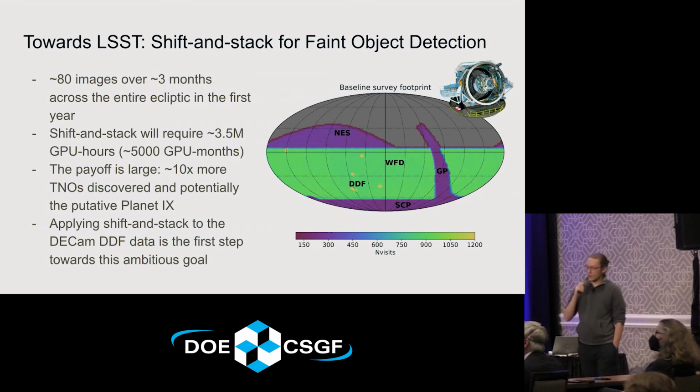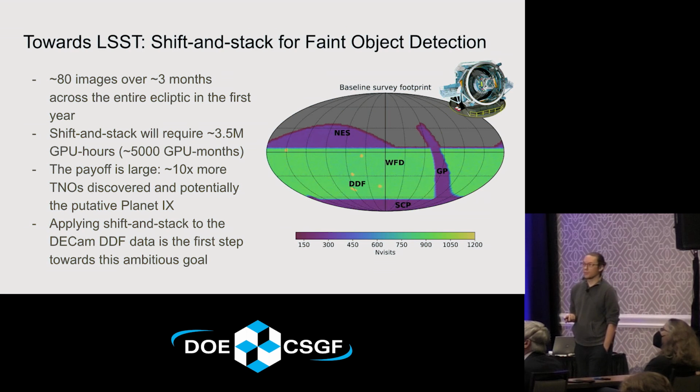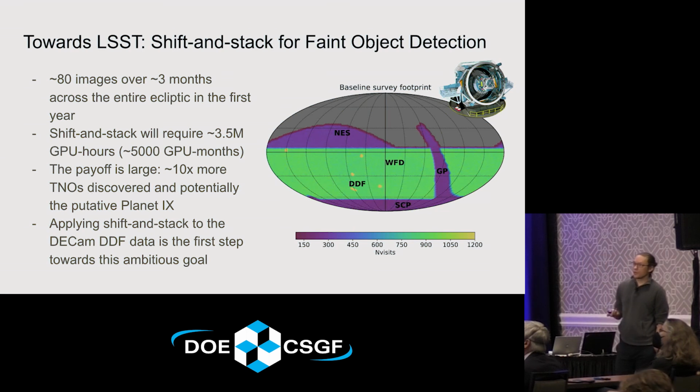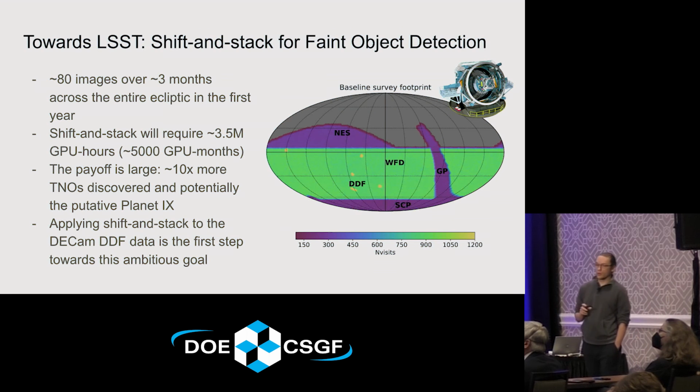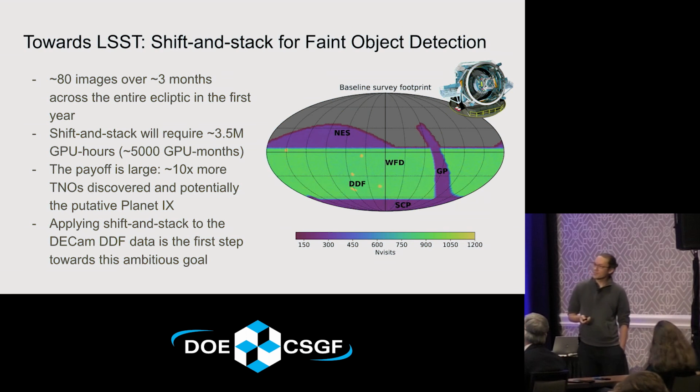And then finally, I'll talk about an ambitious plan we have to apply these shift and stack techniques using the GPU code to the first year of data from LSST. In its first year, LSST will take about 80 images over a 3-month time baseline of the entire ecliptic. And we estimate that doing shift and stack will require about 3.5 million GPU hours, or about 5,000 GPU months, which we're hoping will fit into a time allocation on a supercomputer, or perhaps in one of the private or public clouds, Google Cloud, Amazon Web Services.